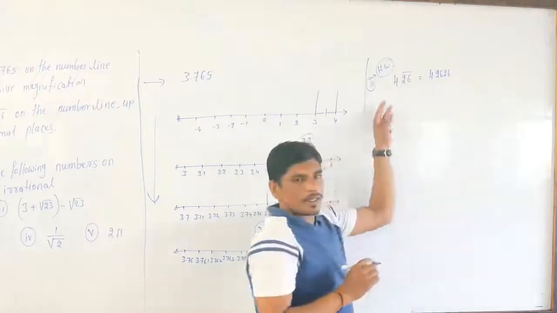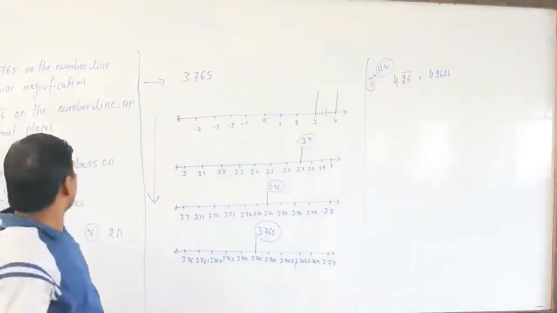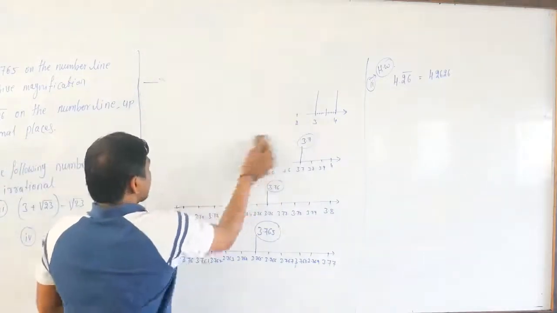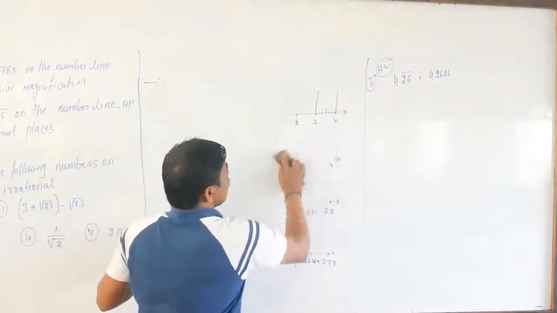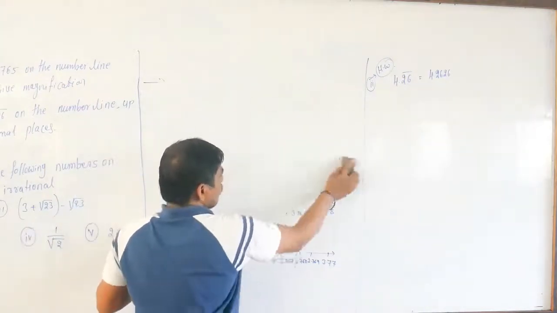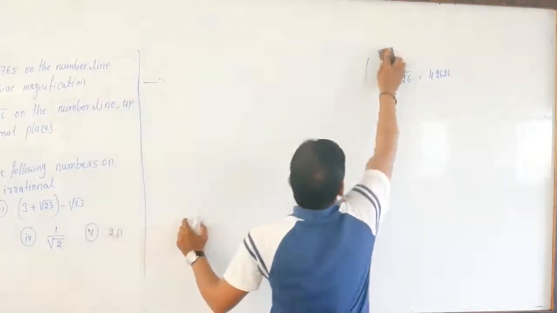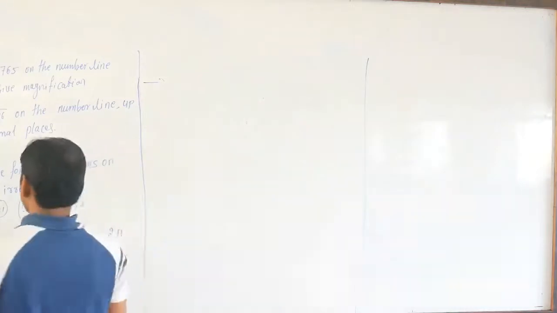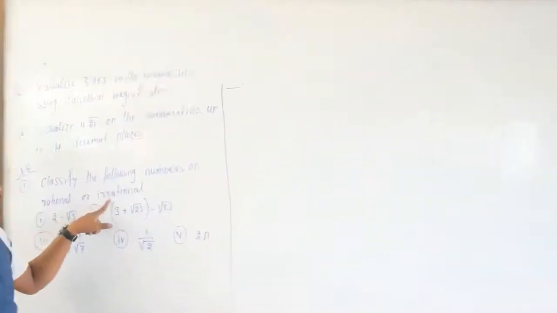This is very simple. Now the next exercise, 4.5. In 4.5 some examples are there. The examples are also very simple. Now you concentrate. Here, classify the following numbers as rational or irrational.